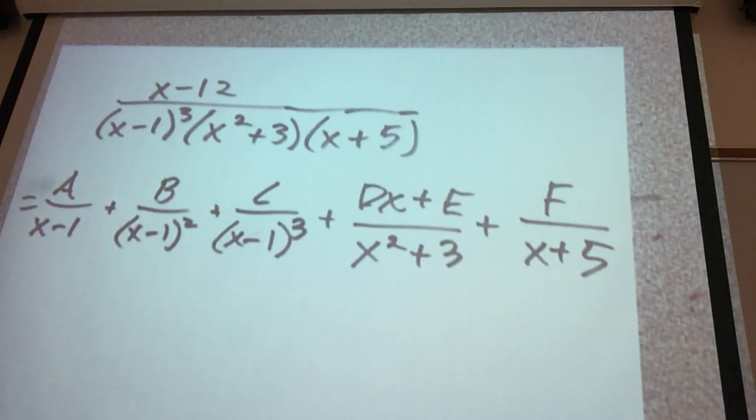So on this problem, I'm not going to ask you to solve for all of these letters. It would make the test just way too long.